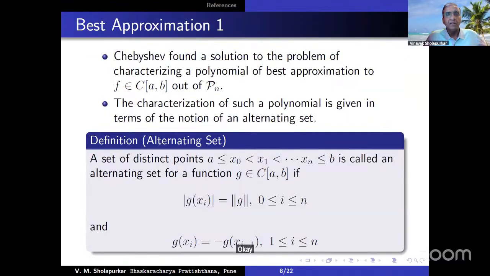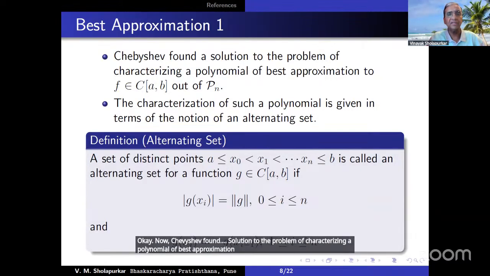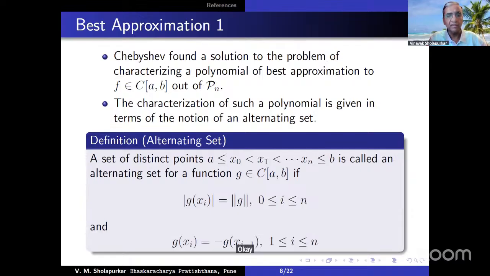Okay. Now, Chebyshev found the solution to the problem of characterizing a polynomial of best approximation to f in C[a, b] out of Pn. The characterization of such a polynomial is given in terms of the notion of an alternating set. So now we are coming to the first problem that I talked about, that is, find a polynomial of best approximation to a continuous function out of polynomials of degree at most n.